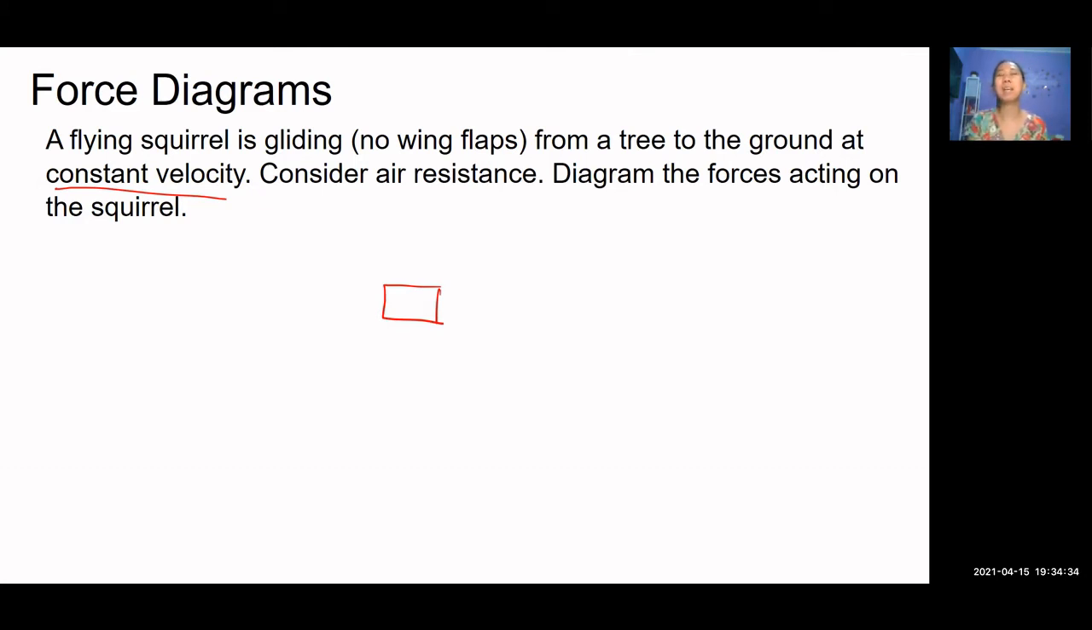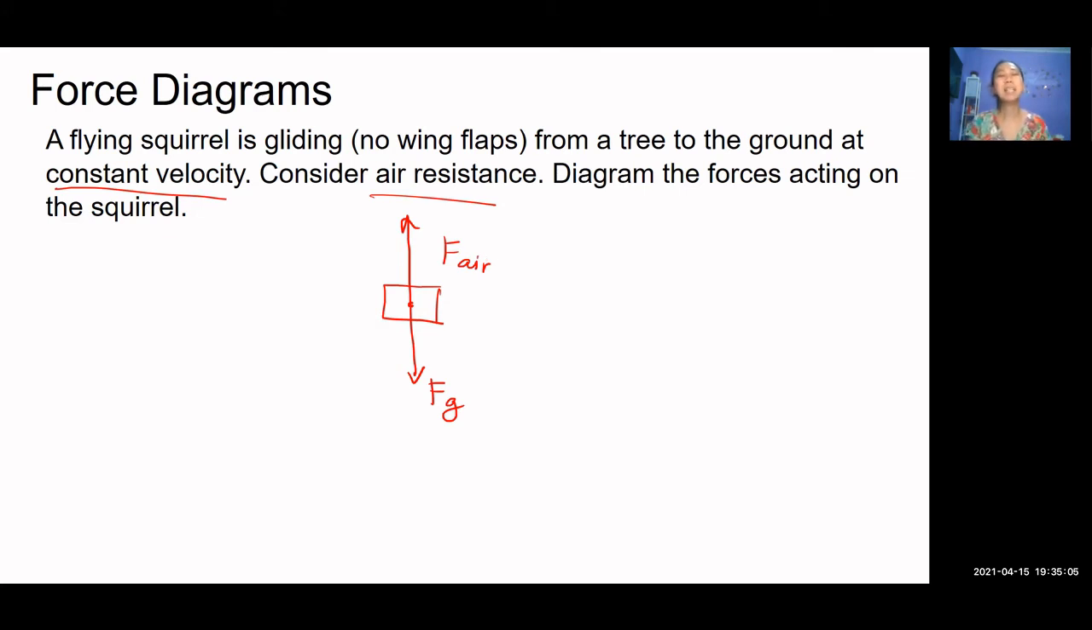First, since yung squirrel is nasa ere siya, that means meron siyang force of gravity. Ayan, so downward yung kanyang direction. Okay? And then sabi rito, kailangan natin i-consider ang air resistance. So di ba nabanggit natin before na ang air resistance, it acts opposite to the direction of the motion of the object. So kung pababa yung ating squirrel, that means yung air resistance natin is acting upwards. Ayan, so yan po yung ating direction ng ating air resistance.